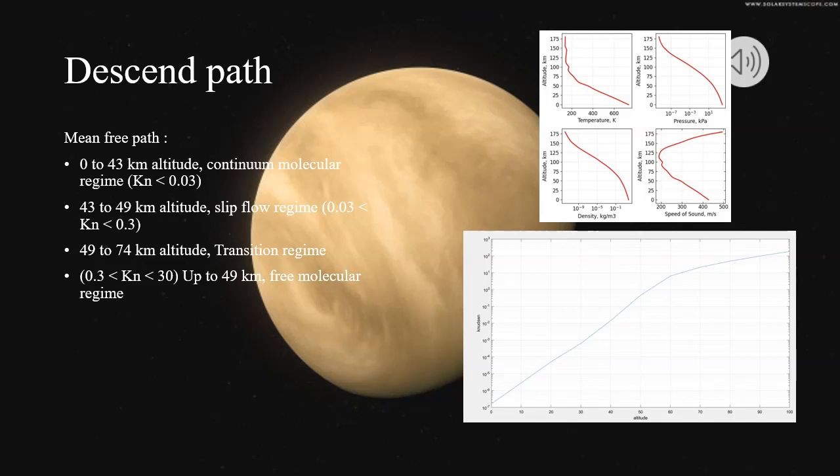We were able to simulate the mean free path, meaning the transition between different molecular regimes of our module throughout the atmosphere of Venus. The molecular regime of an atmosphere depends on the Knudsen number. It's a number characterizing the flow of a fluid. Up to 74 kilometers of altitude, our module will be in the free molecular regime. From 49 to 74 kilometers of altitude, we are in the transition regime. From 43 to 49, we are in the slip flow regime. And from 0 to 43 kilometers of altitude, we are in the continuum regime.